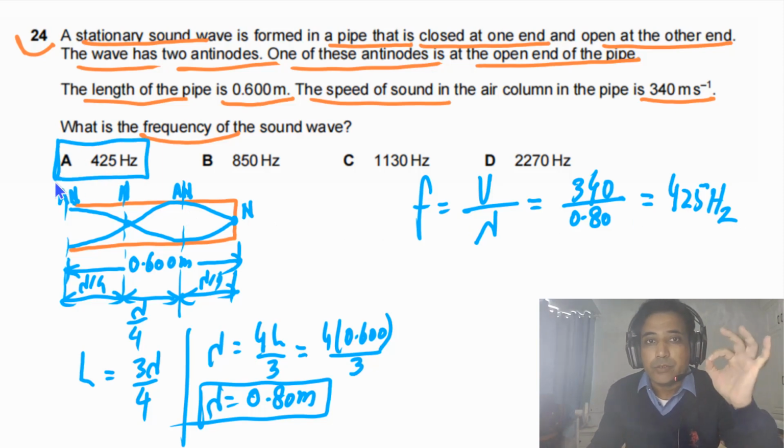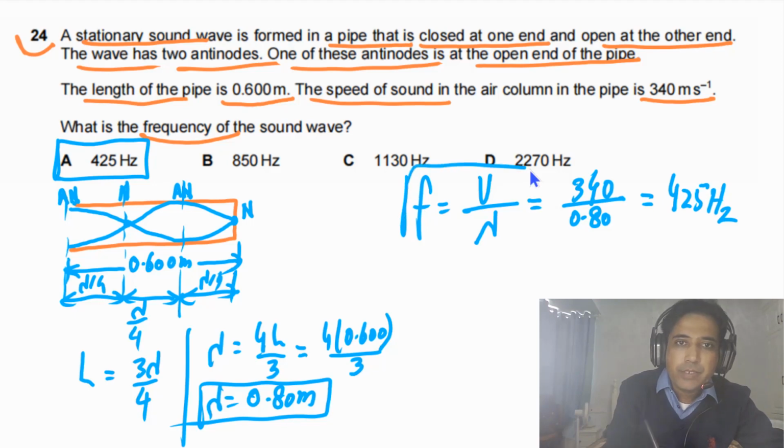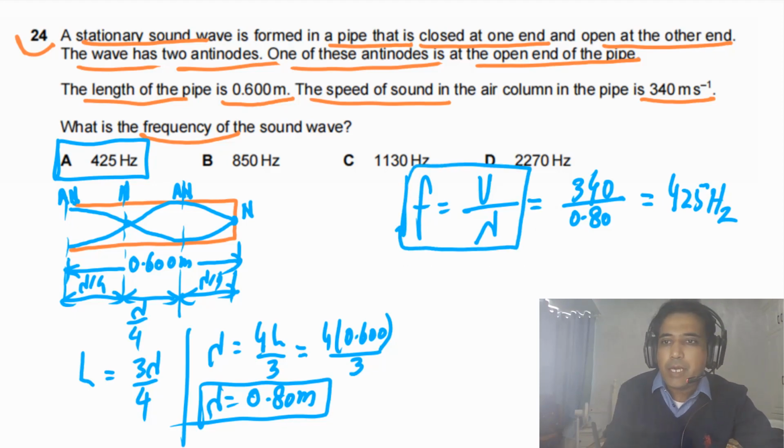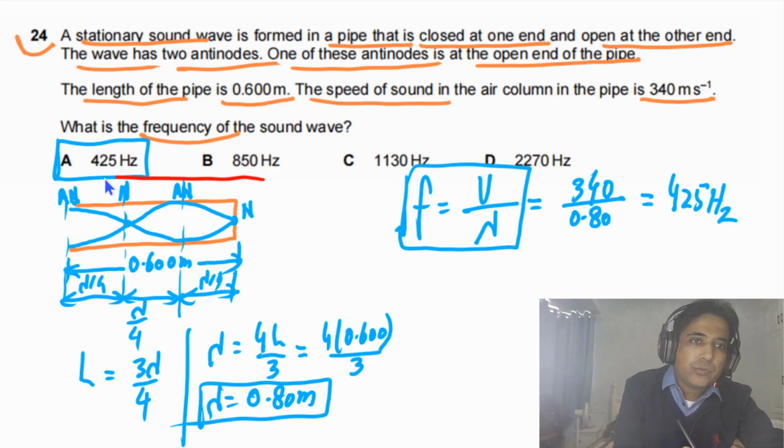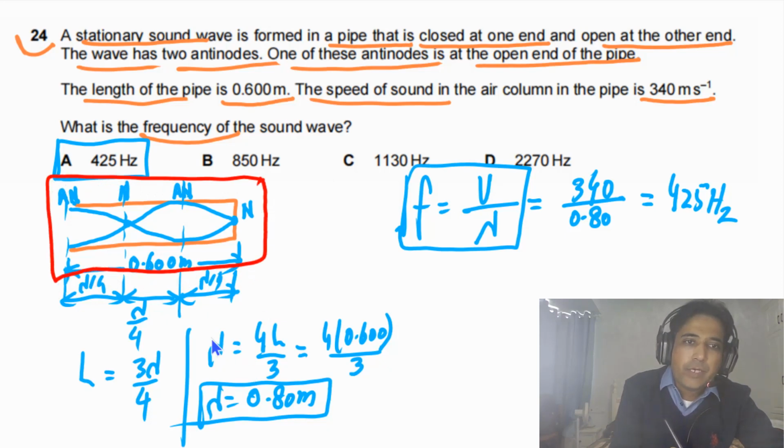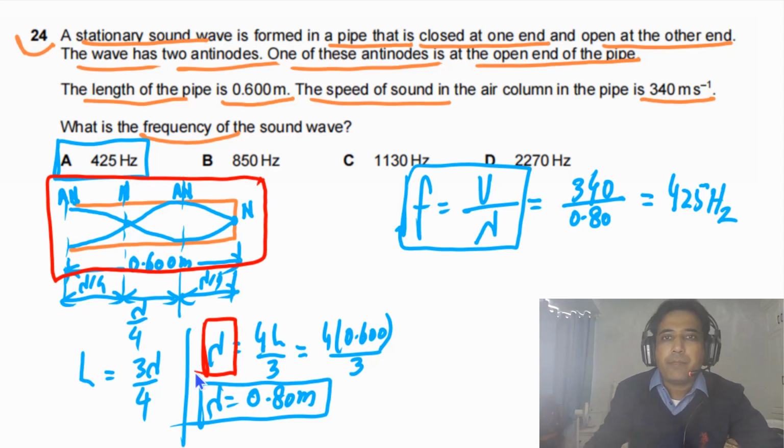A typical question. So the main concept is this one. This is the main concept, and you need to understand how to draw the stationary wave, and then you can figure out the value of lambda.